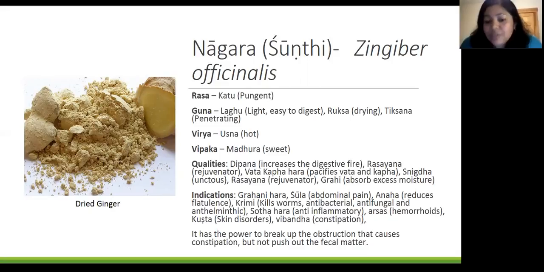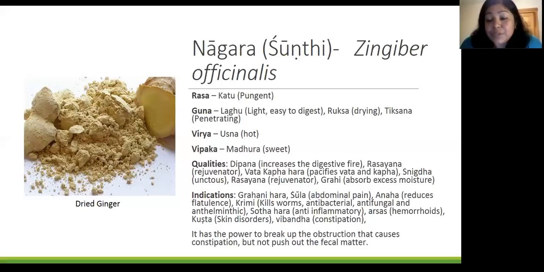So again, Shotahara, it's anti-inflammatory, works very well in Arshas because of the fact that it helps to increase the Agni. It works very well in Kushta or skin disorders, and it helps to relieve constipation. So you think here again, it helps to relieve constipation, but it also absorbs excessive moisture. So what does that mean?